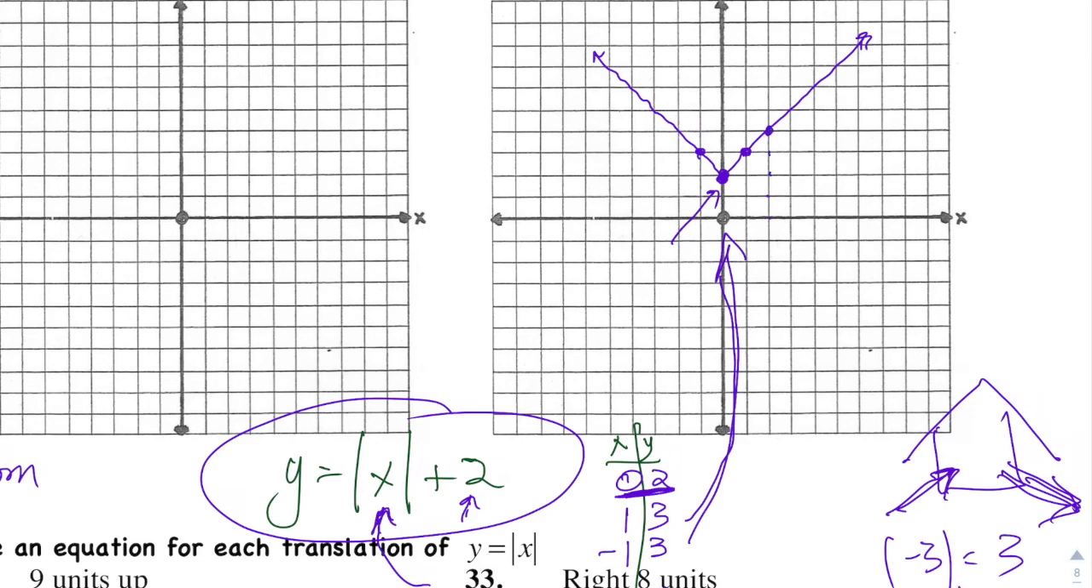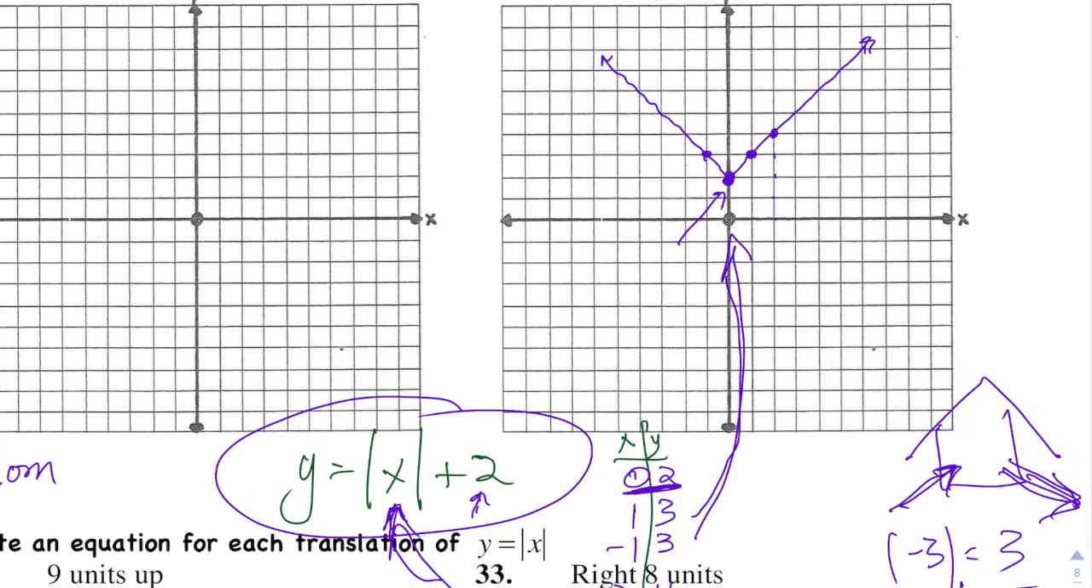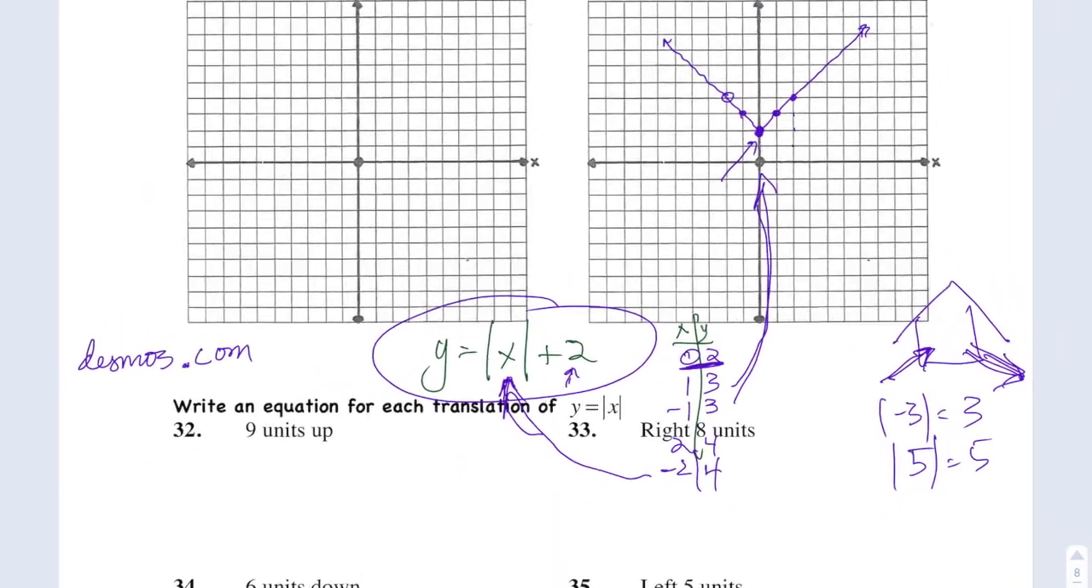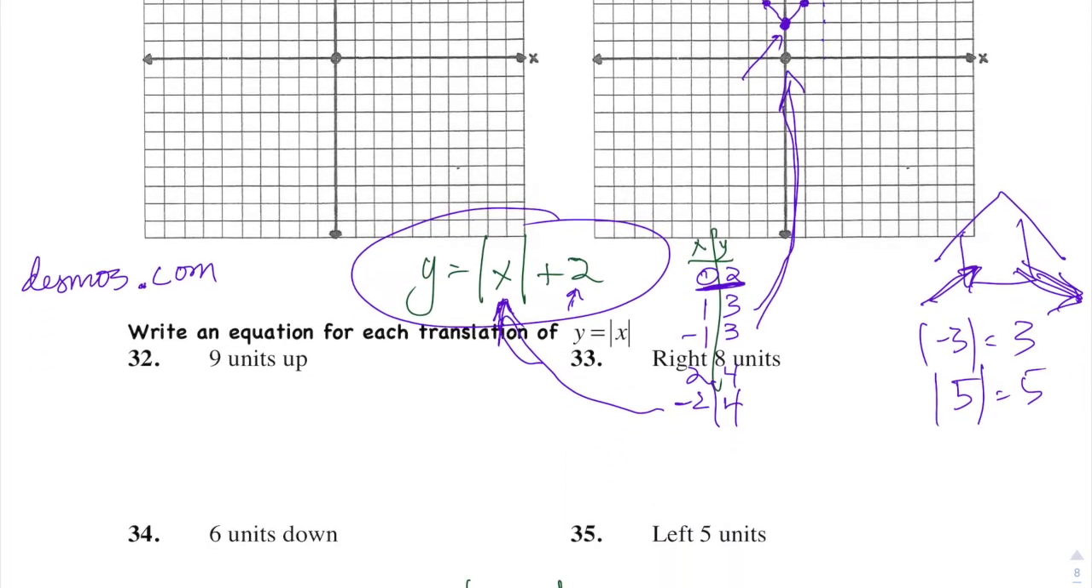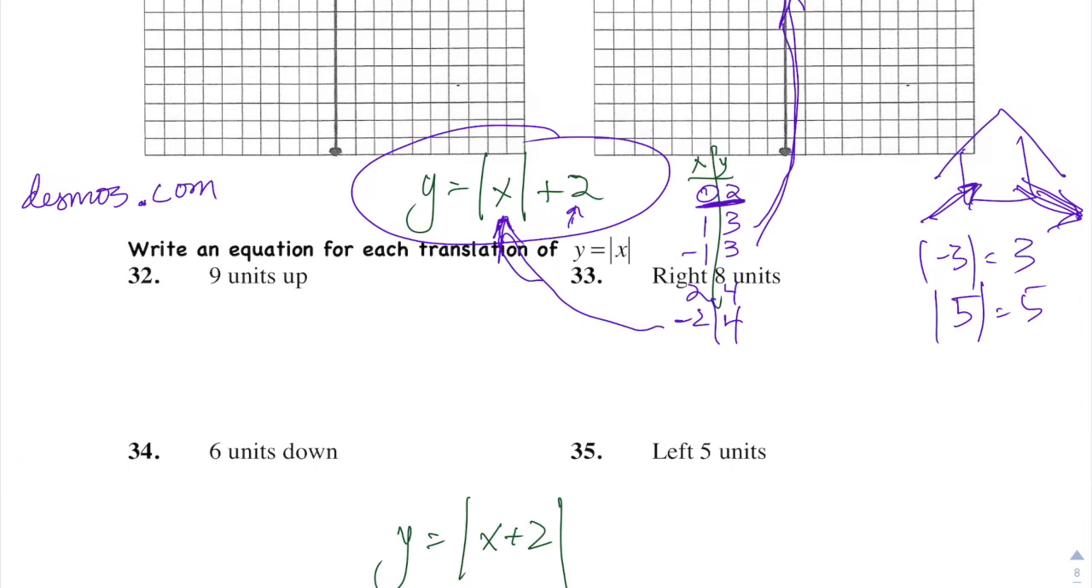And if you plug in -2, you're still going to get 4, because the absolute value of -2 is 2. 2 plus 2 is 4. Okay, and that point would be over here. That moves it 2 units up. So we should know how to graph this, and we should know how to graph that. Check Desmos if you are unsure.